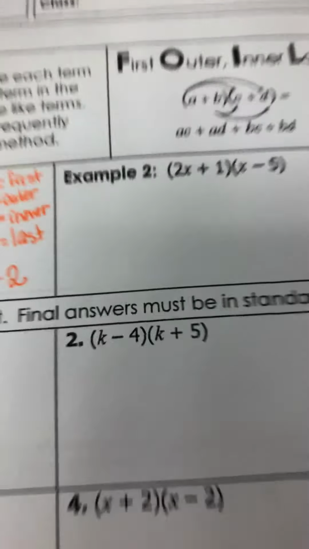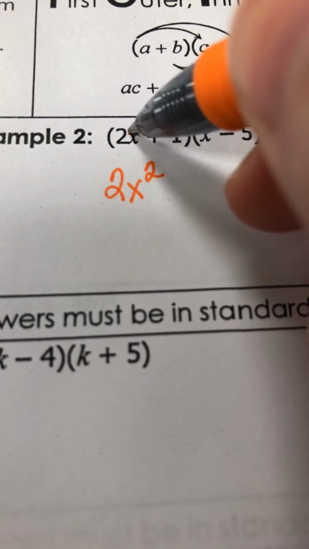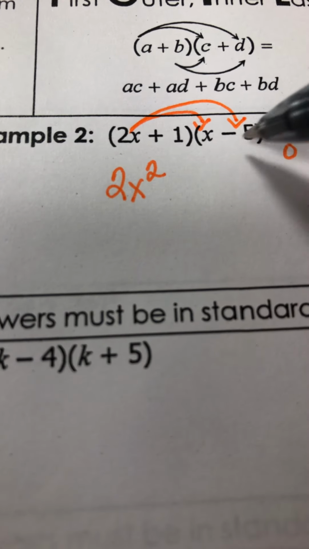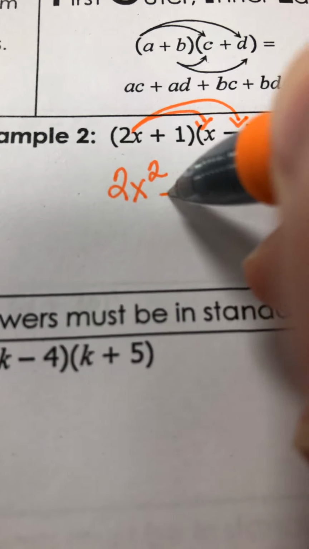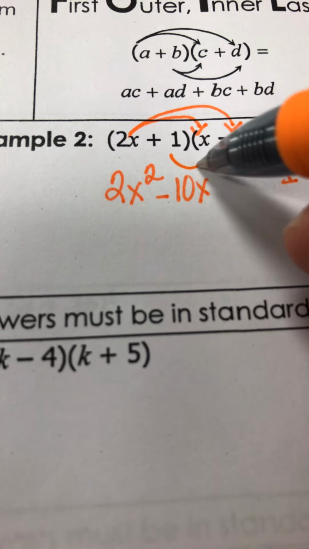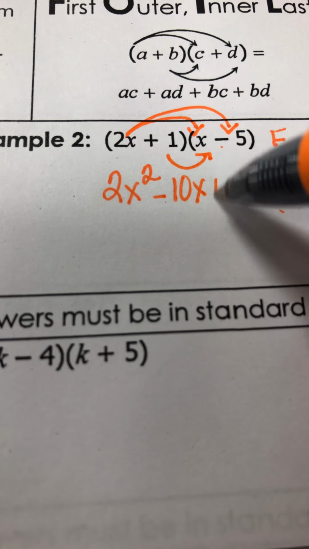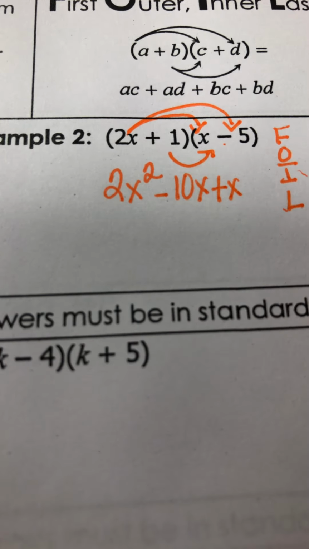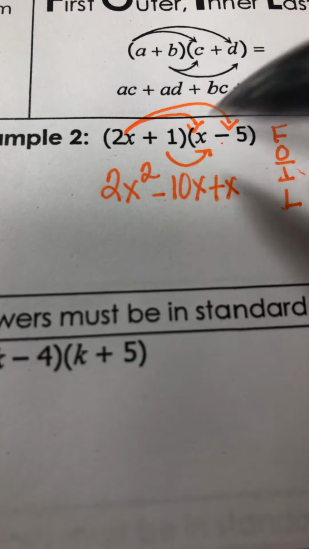2x plus 1 times x minus 5. So to use FOIL, F is our first terms. That's going to be 2x times x. 2x times x is 2x squared. Then O, our outer terms, that'll be 2x times negative 5. That's negative 10x. I is the inner or inside terms. 1 times x is 1x. And then L is our last term. 1 times negative 5 is negative 5.